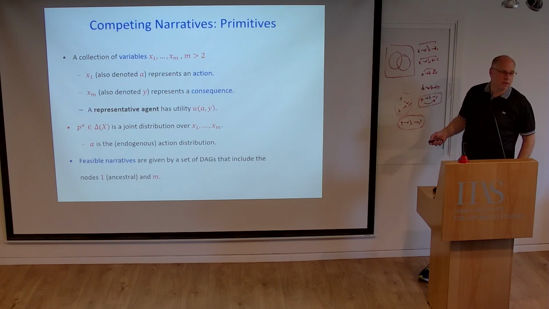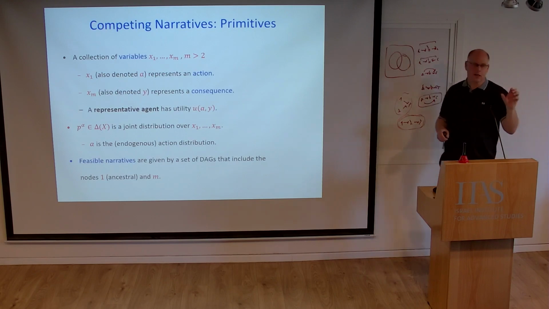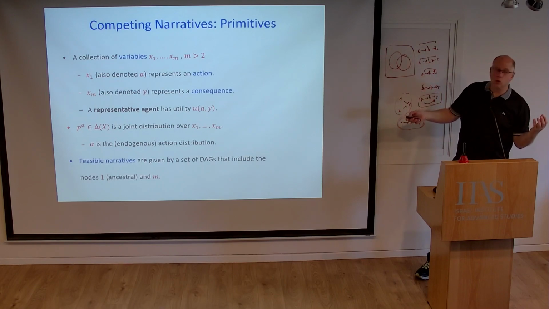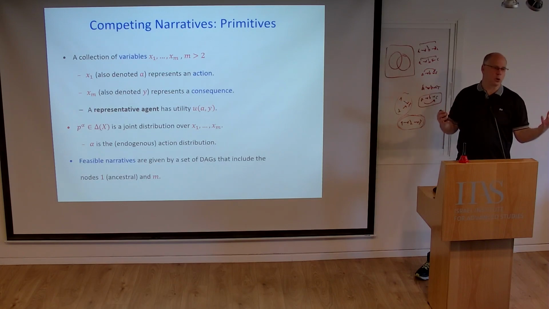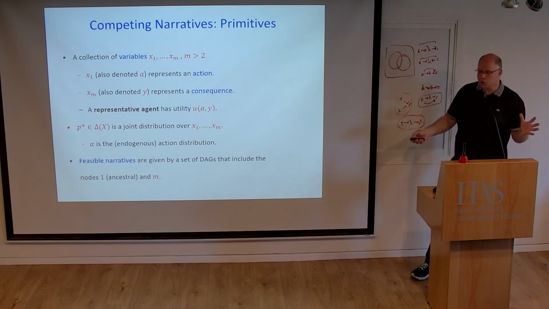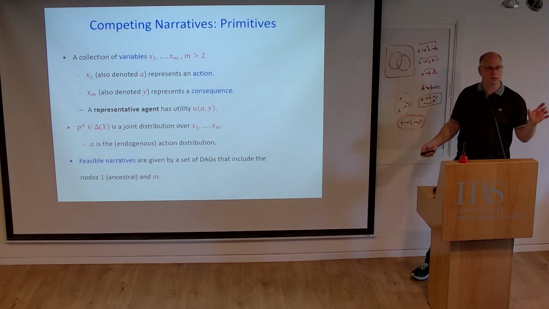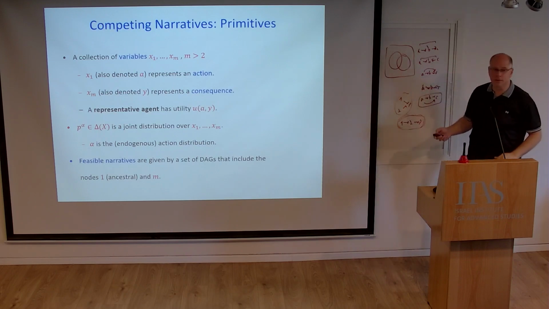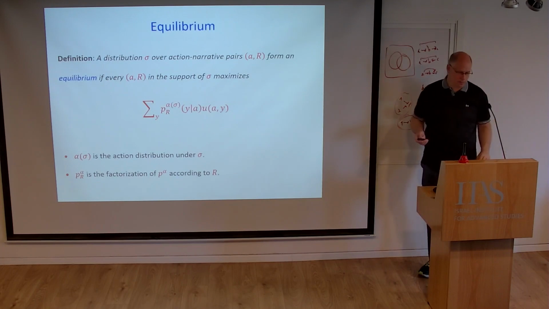And there's going to be a set of feasible narratives. That's a primitive of the model, which is just a set of DAGs, such that in each DAG you have both variables 1 and m. Because every narrative is going to be a policy narrative, it's going to be about how policies map into outcomes. So you don't have to include all the other variables, but you do have to include the variable 1 and the variable m. And 1 has to be ancestral. So 1 is an ancestral node. So in short, the set of feasible narratives is just a set of DAGs, such that each DAG includes both 1 and m, and 1 is ancestral. Those are the primitives. And this is the solution concept.